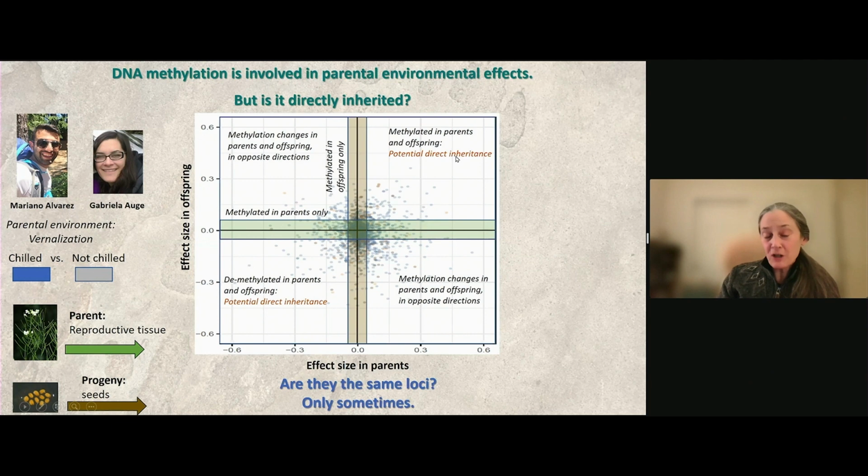Not a very strong signature that methylation marks are being directly inherited from parents to offspring. Yes, we do see some candidates in which genes that were differentially methylated in parents are also differentially methylated in progeny in the same way, which is consistent with direct inheritance, but that is by no means a general pattern that we see. Instead, we see that many genes are responding just in the parent generation, and sometimes different genes are responding in the progeny generation. Some genes are even responding in the opposite direction in parents and progeny.